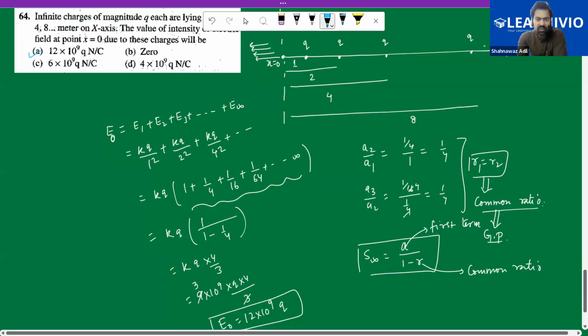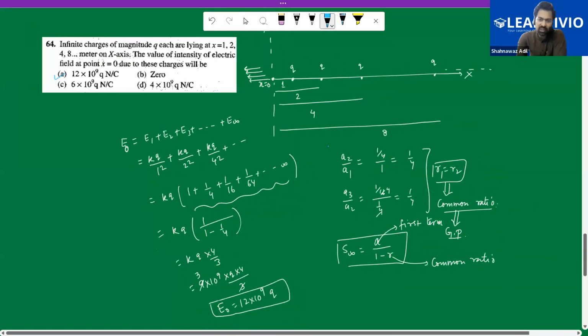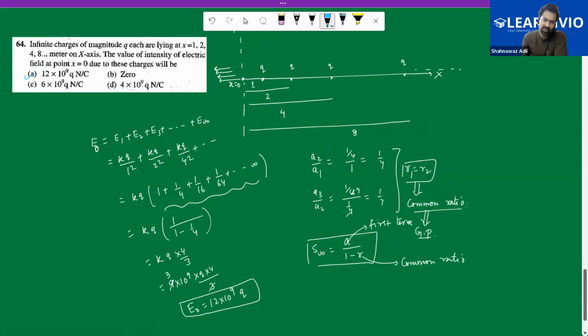Okay, is it clear for you? So we have to use the idea of the geometric progression approach, right?